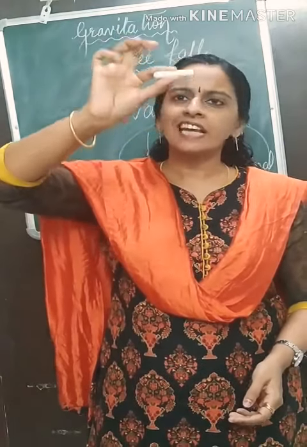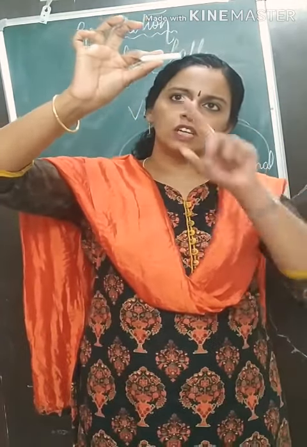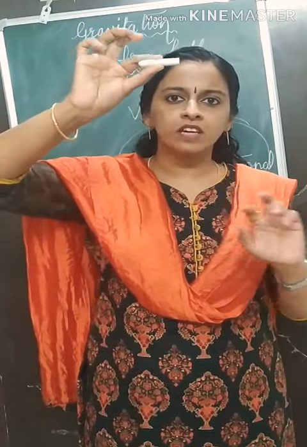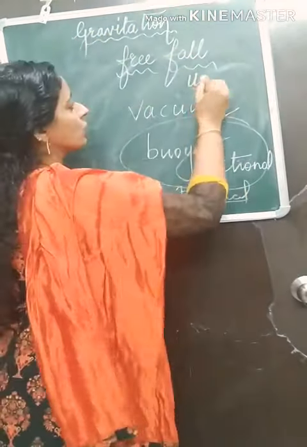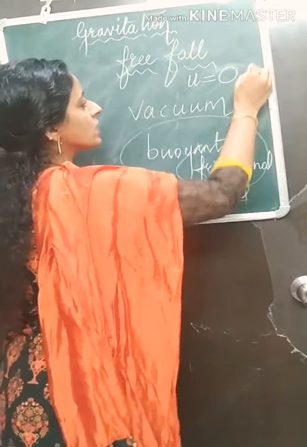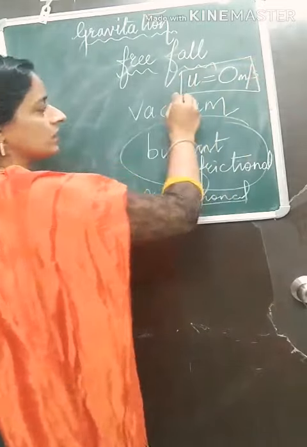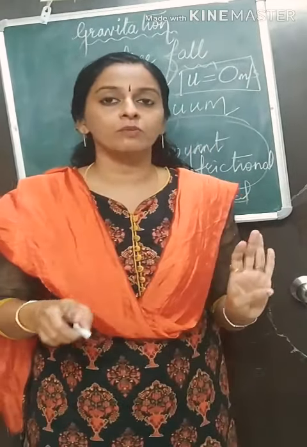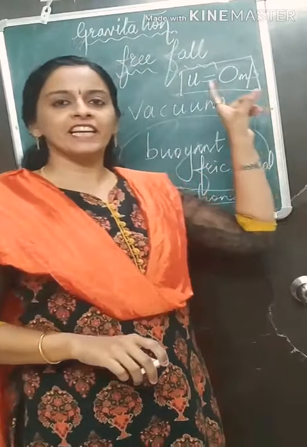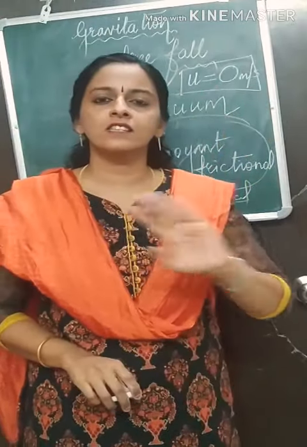If I leave it, initially, what is the initial velocity? It is at rest. So at rest means initial velocity will be 0. So for free fall, initial velocity is always 0 meter per second. That you have to register. While solving numericals, I'll ask you. When you are talking about free fall, the initial velocity is always 0.